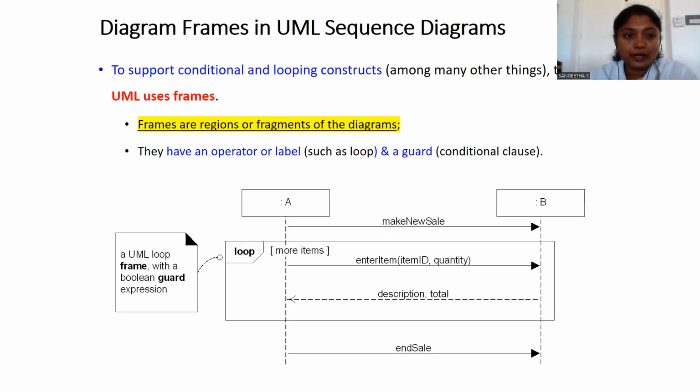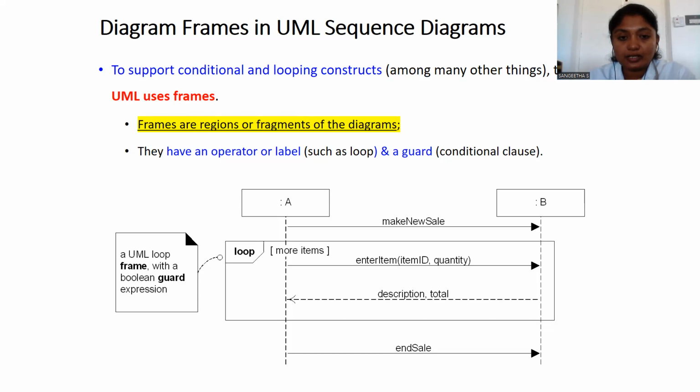Diagram frames: here we have loop. Loop means some number of messages are sent some number of times. For example, if one object needs to send one particular message 10 times to another object, how do we mention it in a sequence diagram? You can use the loop frame. You see the diagram. In the top left corner, we have mentioned the term loop. And in that loop, there are two messages.